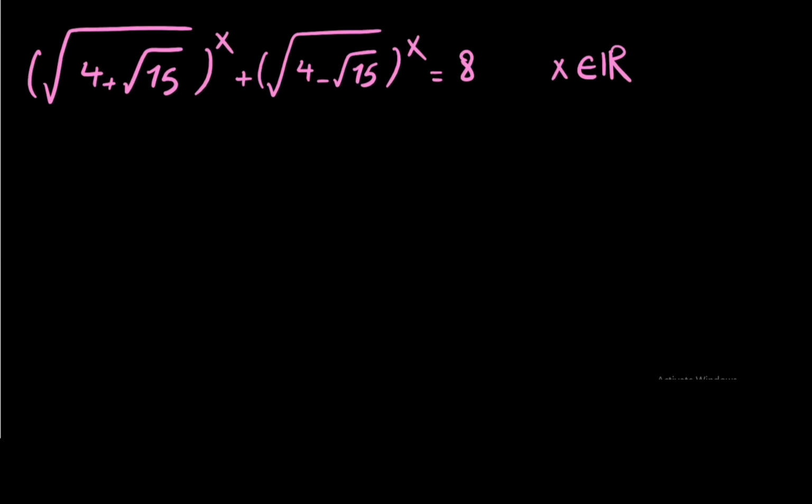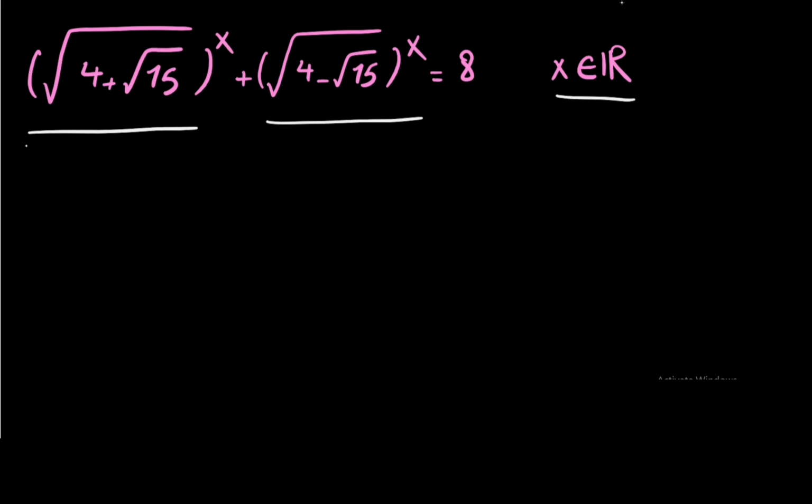Today we're going to solve a really nice math problem, and I think it's a little hard, so let's talk about this. If we have (square root of 4 plus square root of 15) to the power of x, plus (square root of 4 minus square root of 15) to the power of x, that's equal to 8, and we know that x is a real number, so we want to find x.